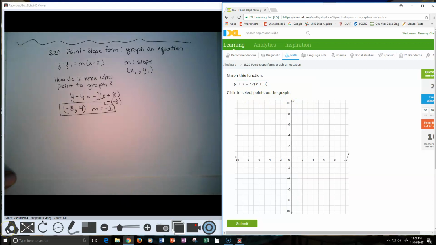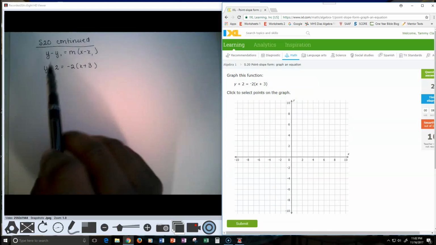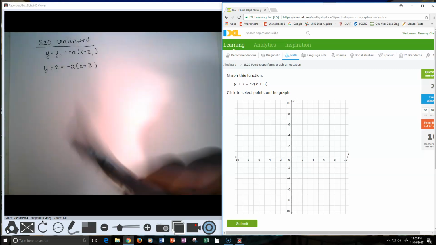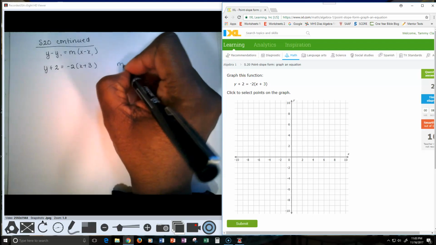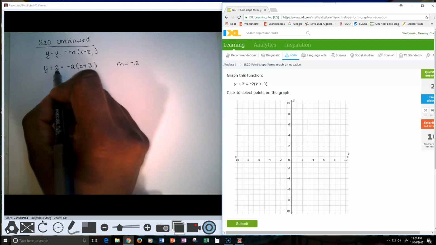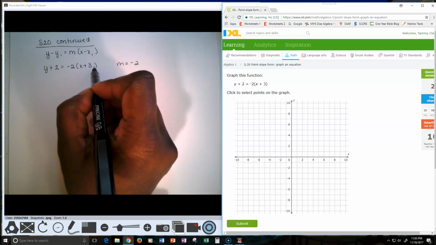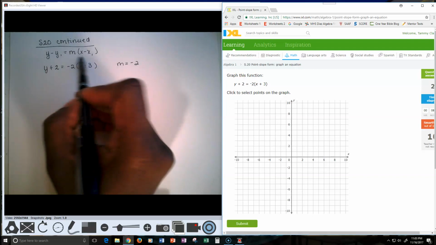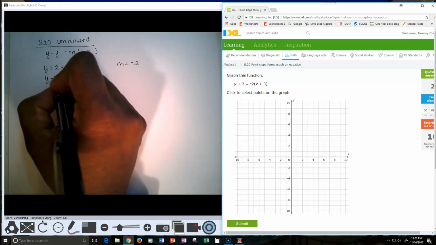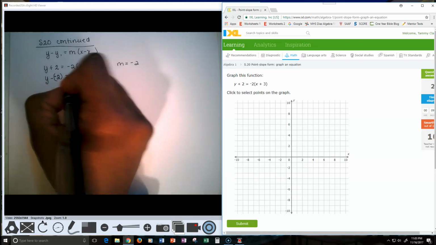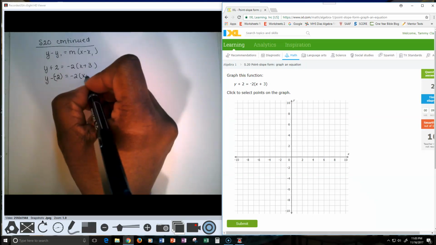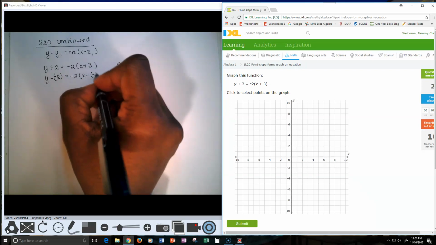All right, let's go ahead and look at another one. All right, our next example shows y plus 2 is equal to negative 2, x plus 3. Well, we can already tell that our slope is negative 2. But how did we get this plus 2 and plus 3? And how do we return back to this form? Well, we know this had to be y minus negative 2. And then this plus 3 had to be minus negative 3.